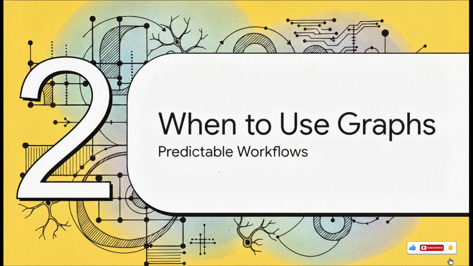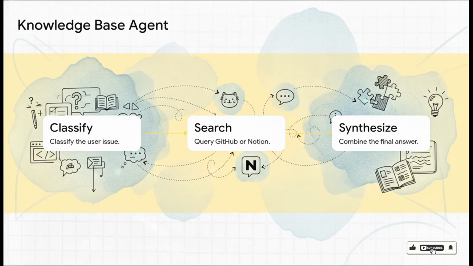Moving right along to section 2, when to use graphs. So real-world workflows that have a clear, predictable structure, that is exactly where graphs shine. Think of a customer support agent that absolutely must classify an issue before it escalates, or a strict compliance workflow that requires specific sign-offs. Take this knowledge-based agent workflow, for example.